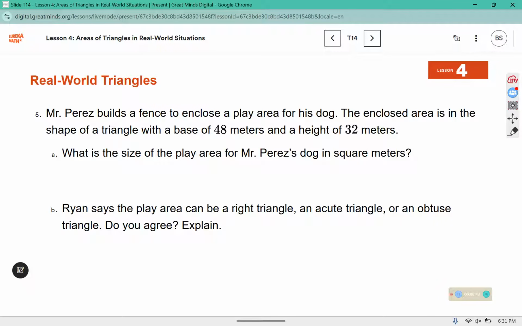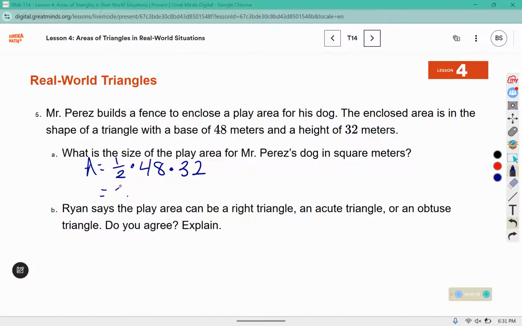Mr. Perez builds a fence to enclose a play area for his dog. The enclosed area is in the shape of a triangle with a base of 48 meters and a height of 32 meters. What is the size of the play area for Mr. Perez's dog in square meters? So half the base times the height. Half of 48 is 24. And 24 times 32 will give us the area, which is 768 meters squared.